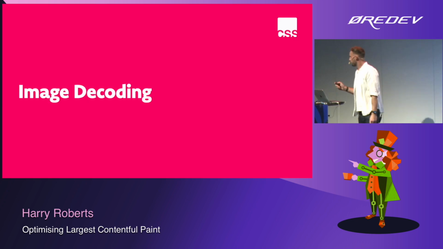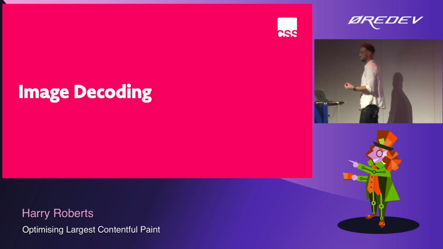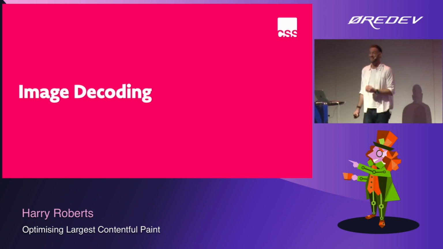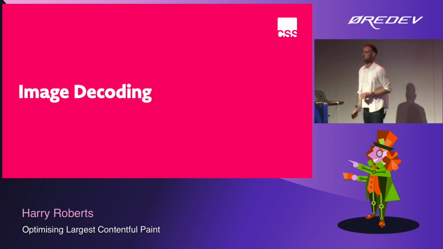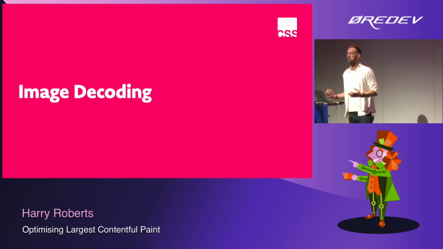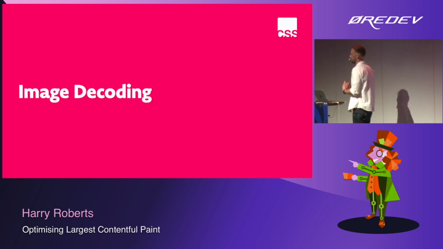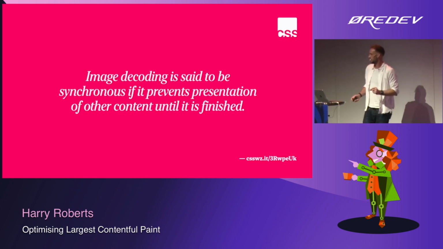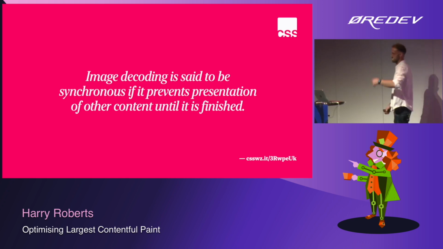The last new feature I want to talk to you about is image decoding, and this is very, very new. It's also not very well documented, which means it isn't very widely used. When you read the spec, it doesn't really tell you how and when to use this feature. It's very non-committal, which really annoys me because it doesn't give developers any insight or practical advice. The closest you get to advice is the spec simply says image decoding is said to be synchronous if it prevents presentation of other content until it's finished.